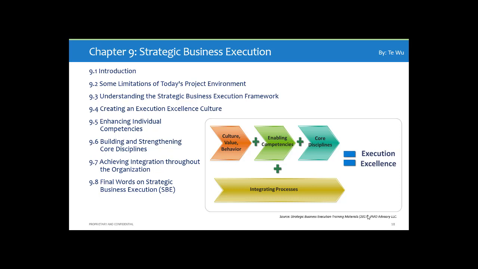So we'll lay out a strategic business execution framework that you see on the slide here, and we'll explain that a little bit later, that really includes four major pieces. That includes creating the execution excellence culture, enhancing individual competencies, building and strengthening core disciplines, and achieving integration throughout the organization through integrated processes. And by putting these four together, organizations are able to achieve execution excellence.